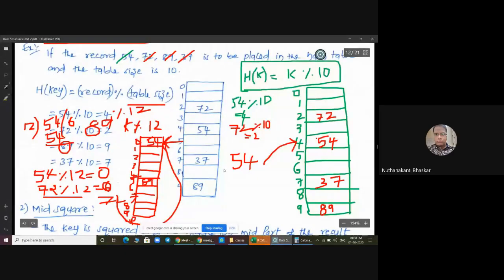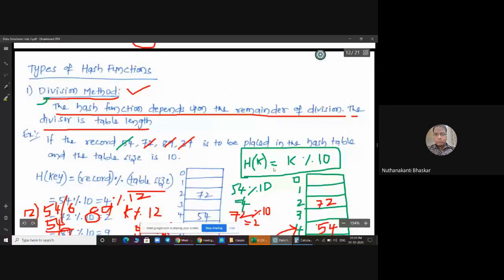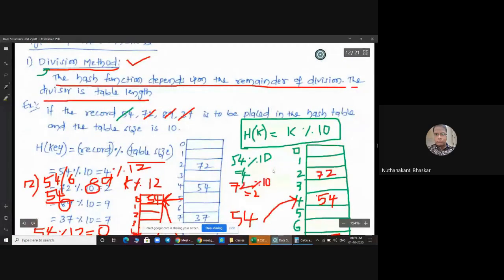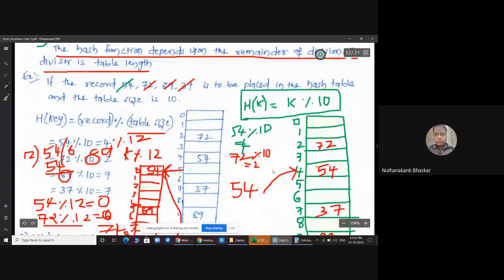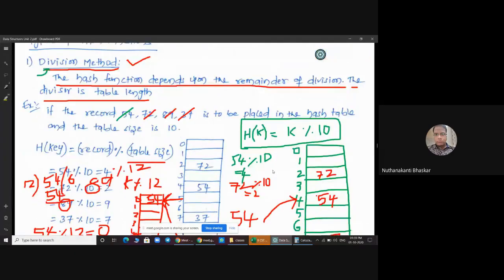Like that, you can insert, and in the same way you can search for the element in the hash table using this division method. This division method is the easiest method. Understood everyone? Yes, sir. Here the divisor is always the size of the table.